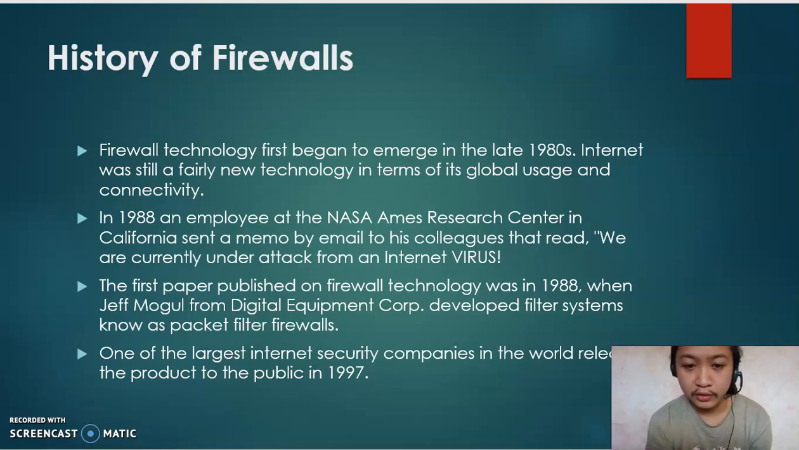One of the largest internet security companies in the world released the product to the public in 1997. So basically, this explains why we need a firewall on our computers, because it is home use right now. Many people can access your data in everyday use of the internet, or basically when you are just connected to the internet. Some people can access your data by way of your packet or data transmission.